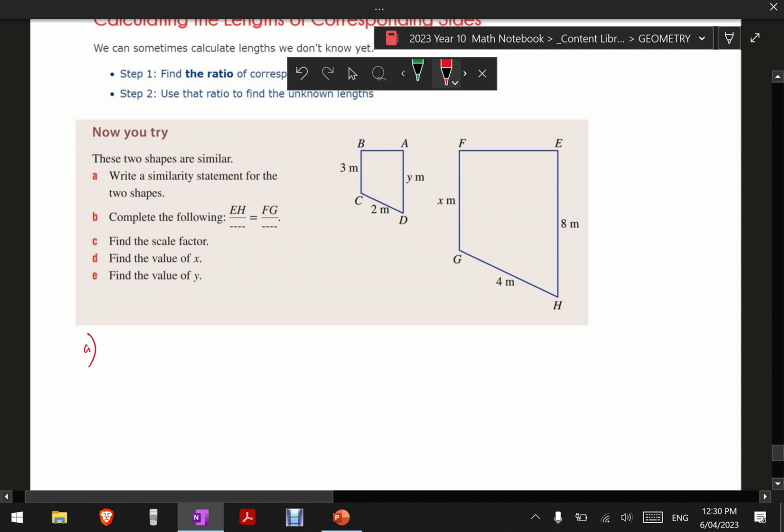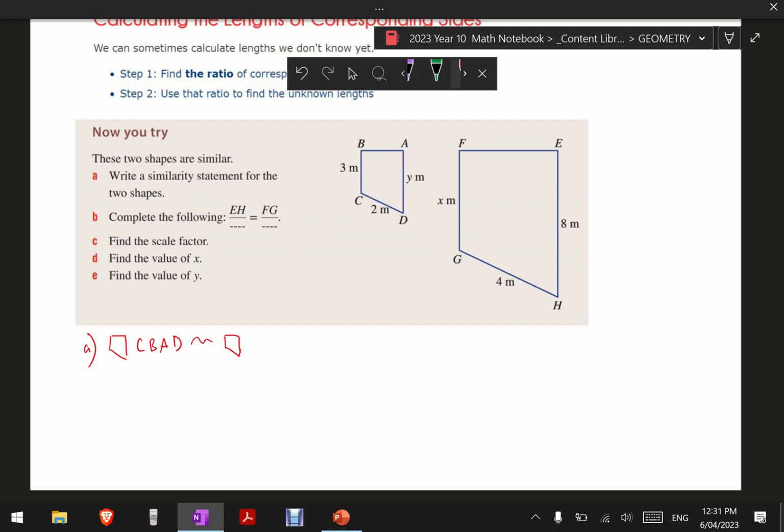So I might call this shape, it is a trapezium. I'll call it trapezium CBAD, which is similar to trapezium, and I'll call this one. Remember, watch out for how you call it. So if I've called this CBAD, I have to call this one GFEH. Okay, so GFEH for that one.